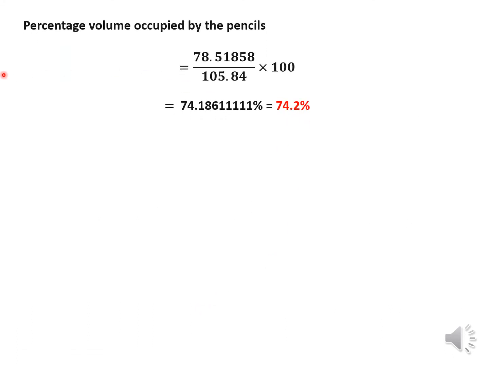Right, so now what we need to know is we then take the volume of the pencil, so we put it over. You see, I'm using the 105.84, not the 106, not a rounded answer. And I multiply that by 100, and I know the volume occupied by the pencils is 74.2%. So the pencils cover about 74.2% of the volume of the box, okay? Leaving you some 20-something odd percentage there of space. But they didn't ask the space that is left, but the volume that is occupied by the pencils.